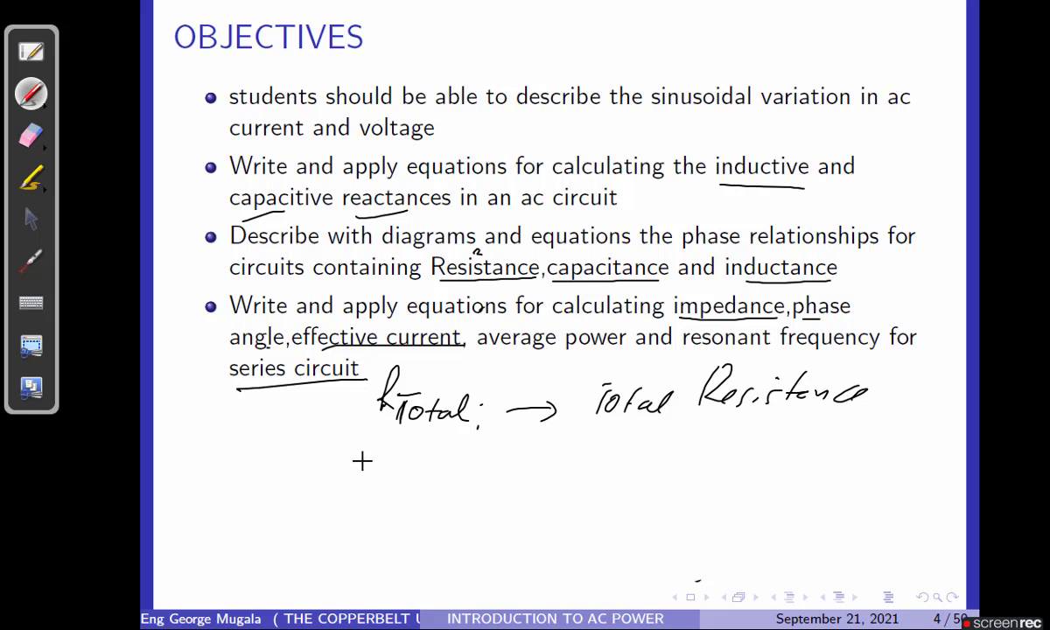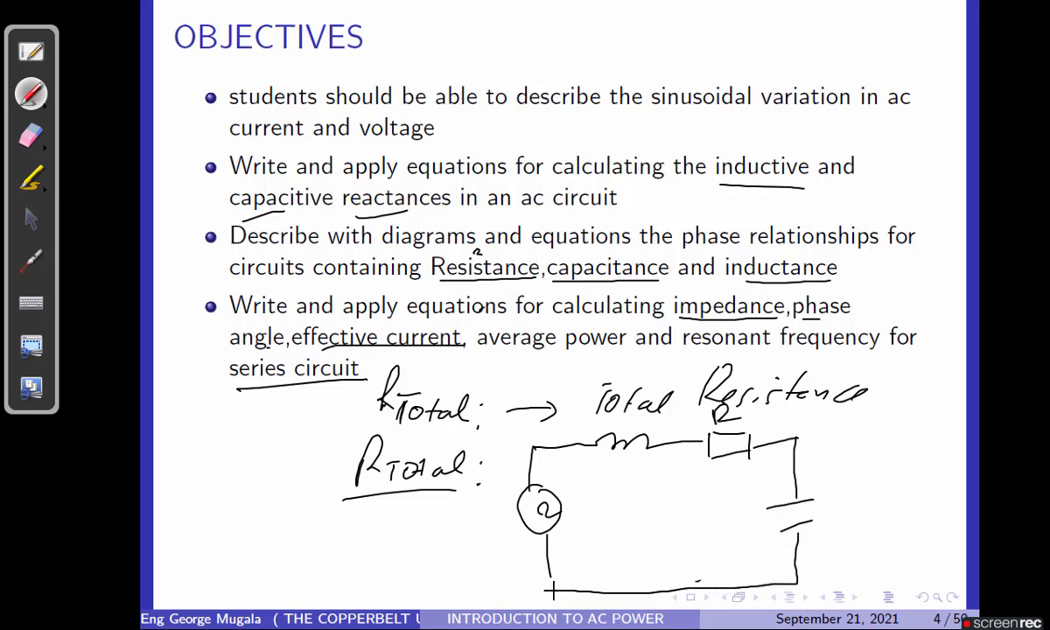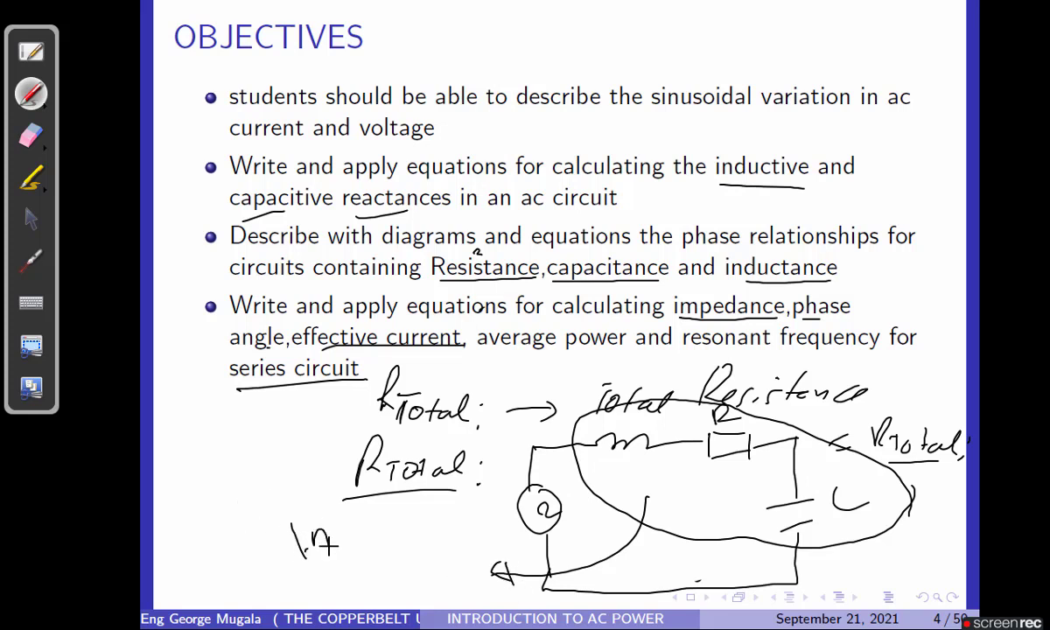Now, whenever we are calculating R total for an AC circuit, we can have a circuit that has different parameters. It can have an inductor, it can have a resistor, it can also have a capacitor. And we may be required to calculate parameters that involve that. Since this is a series circuit, what do we call the R total for an AC circuit? For an AC circuit, it is not called the total resistance, but it is given a terminology, and this is called impedance. Because now we have to call it a big difference.